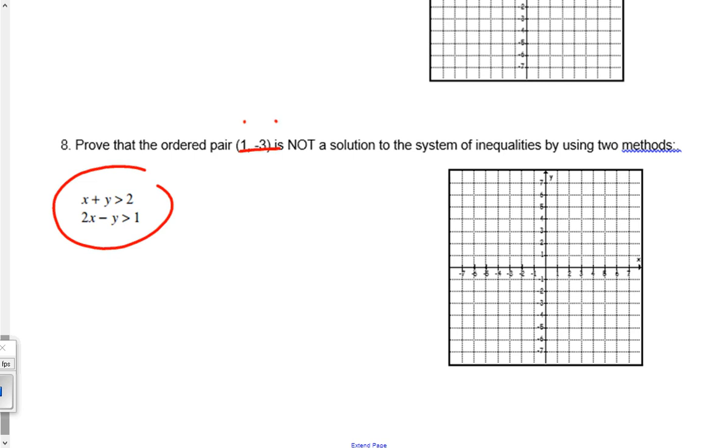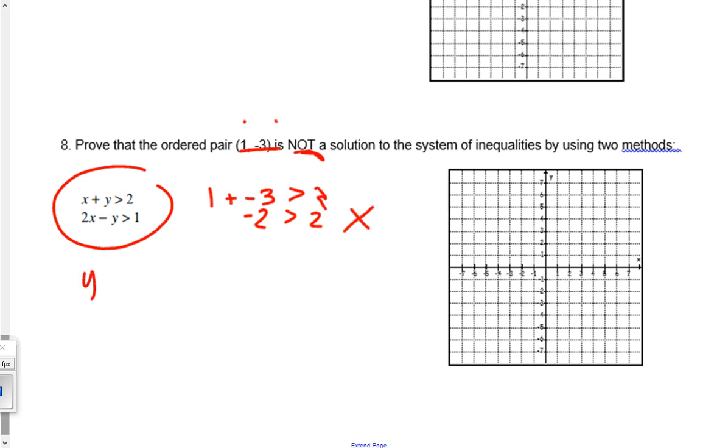So I'm going to plug in 1 and -3. It says prove that it is not a solution. So 1 plus -3 is greater than 2. 1 plus -3 is -2. -2 is not greater than 2. Right off the bat, we have proved that it does not work, okay? But they ask us to prove using 2 methods.